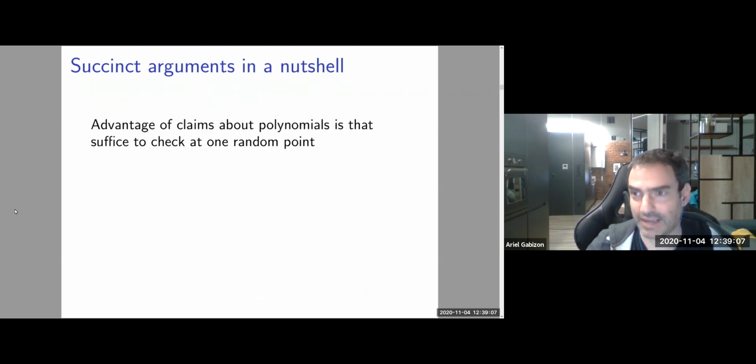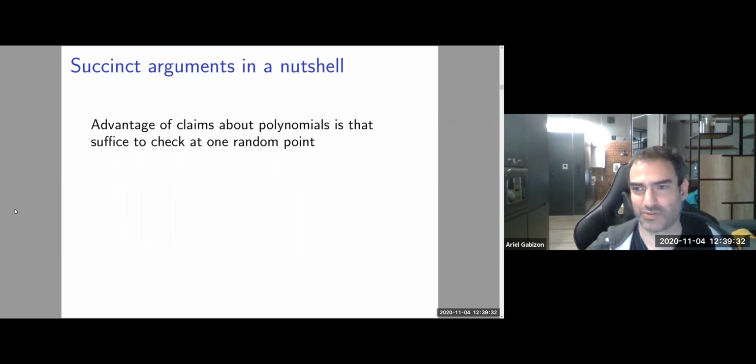So, and again, very broadly, when we're interested in small proofs, why do we like polynomials? Because when I have a claim about polynomials, from the famous Schwartz-Zippel lemma, it's enough to check the claim on a random point.